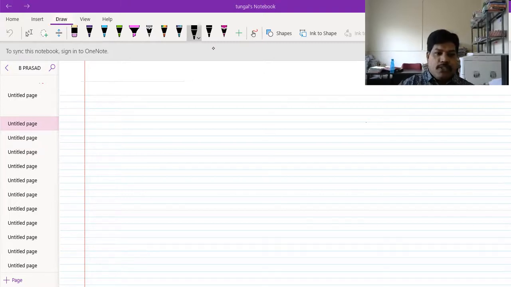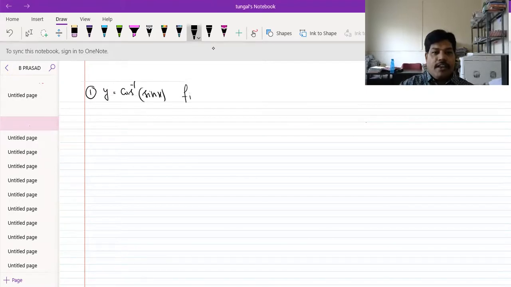So see that question: y is equal to cos inverse of sin x. Find dy by dx value. So how can you calculate this type of questions? See that question, students.